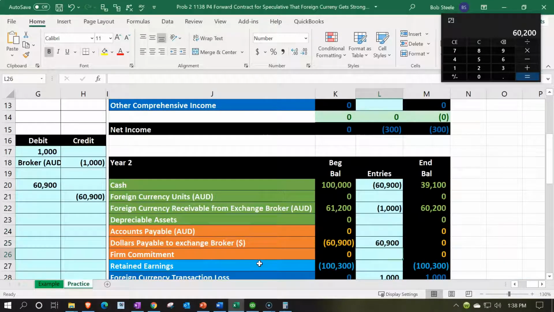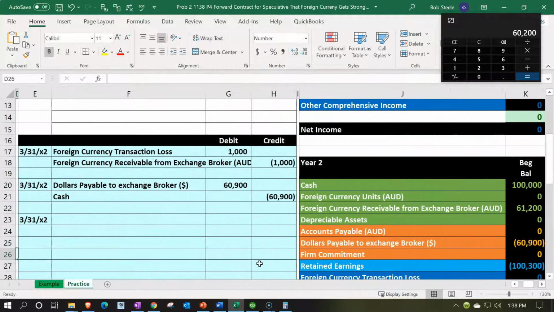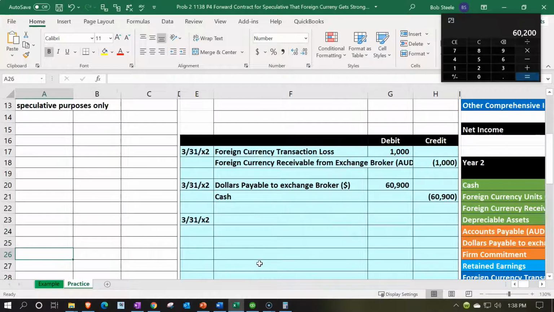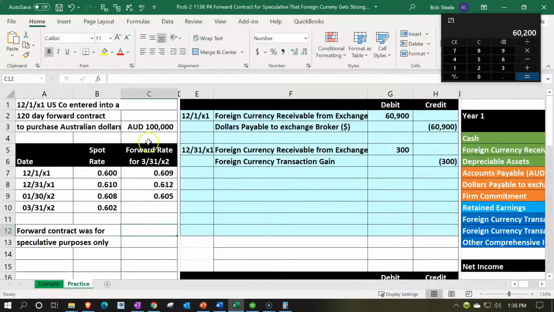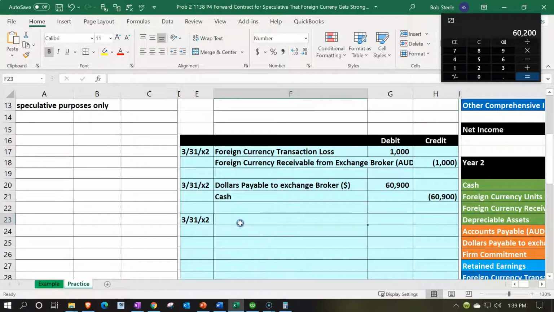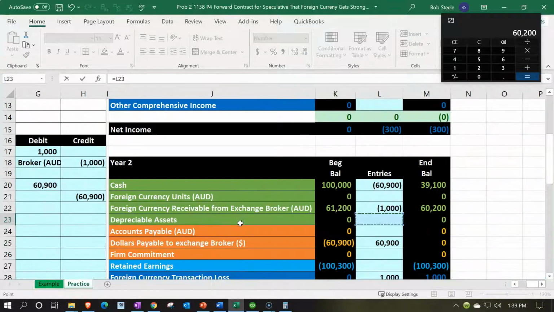So there is that. And then on the receivable side of things, we're actually going to be getting now the foreign currency, the 100,000 units, but we're going to value them in US dollars using the current spot rate, which is going to be the 0.602. So now we're going to get money. It's going to be like a checking account, but it's in foreign currency units, which we can think of as basically an investment, kind of like if we had stocks that we would measure the value of using dollars. So I'm going to say that.